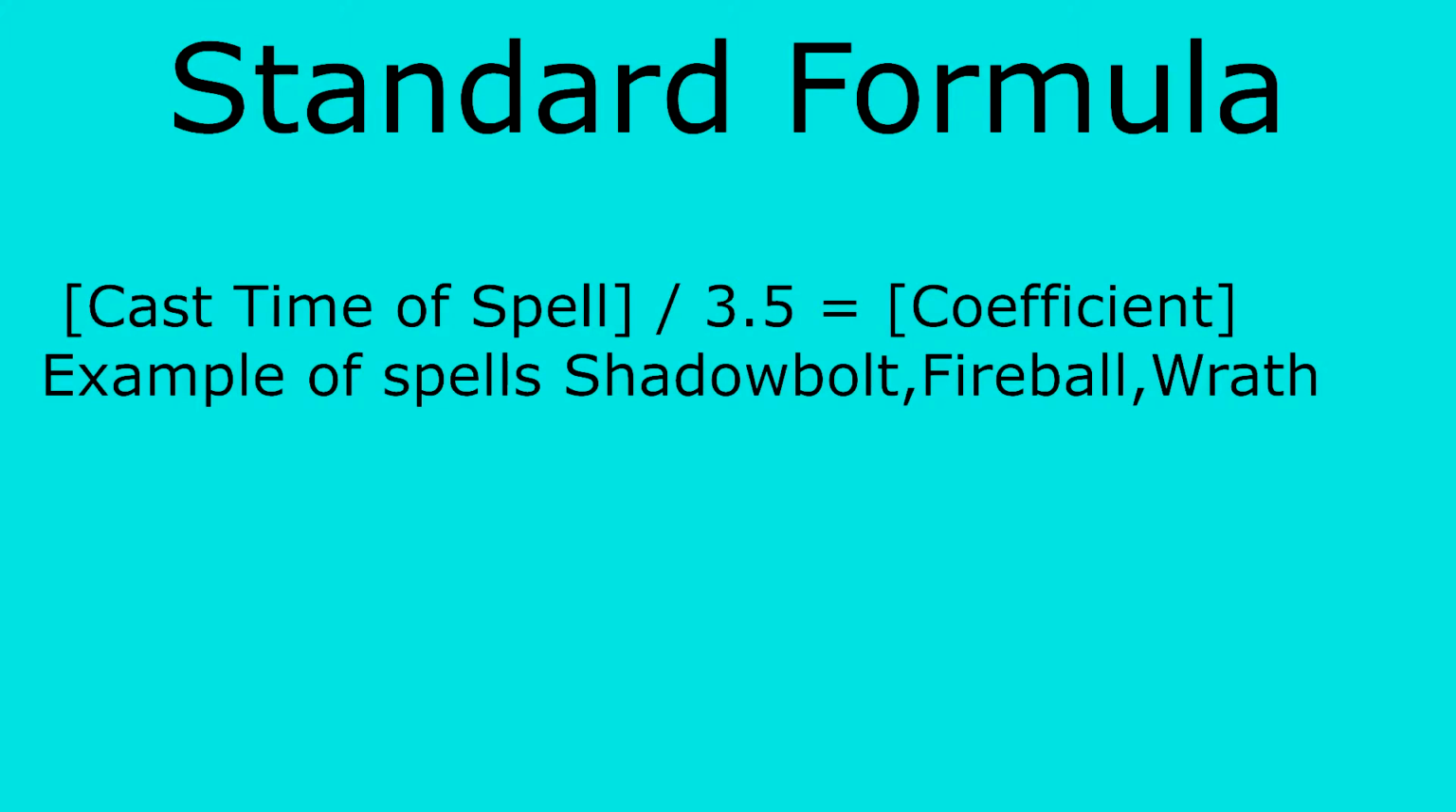So the standard formula is basically the cast time of a spell divided by 3.5, and that is equal to the coefficient. Now the spells that this includes are spells such as Shadowbolt, Fireball, and Wrath.